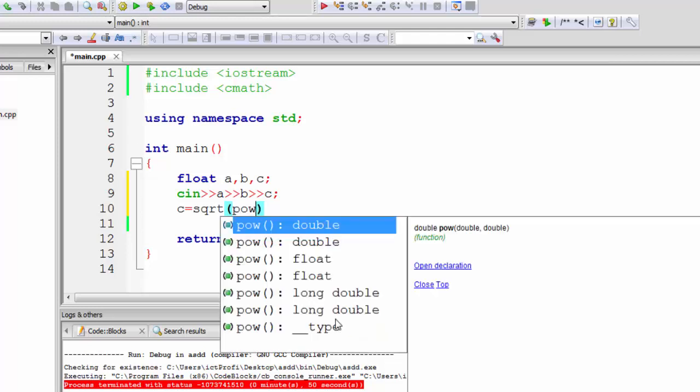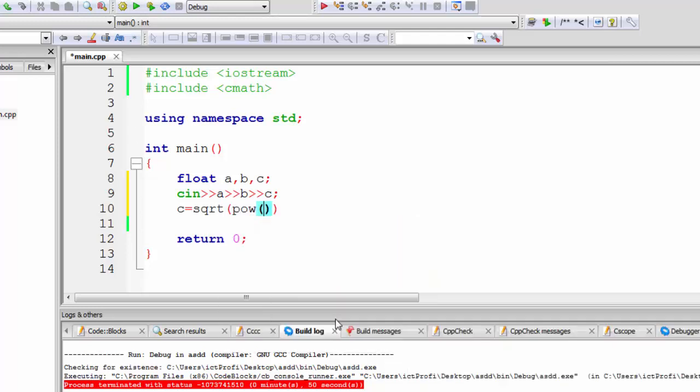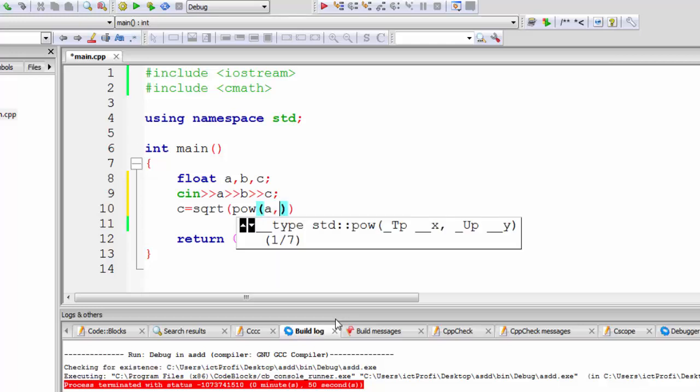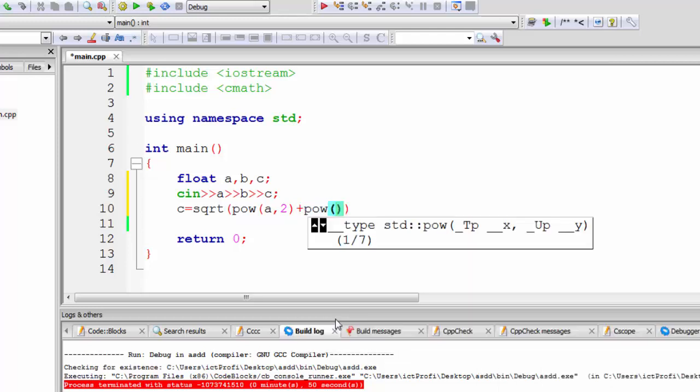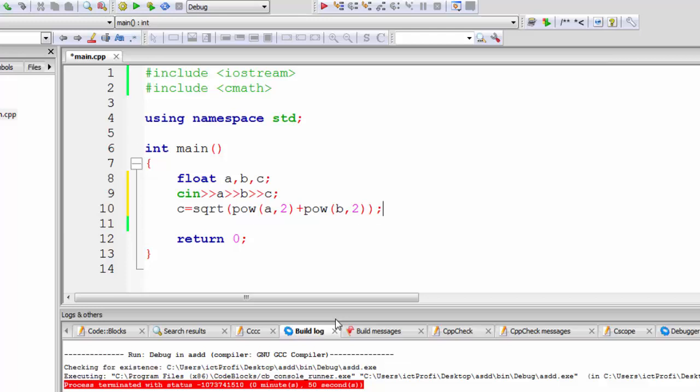So how do we do the square? With pow. A is the base, a squared, so the power will be 2, plus I do the same thing for b. And we shouldn't forget to put a semicolon in the end. And now I would like to show you again, c equals square root of a squared plus b squared.